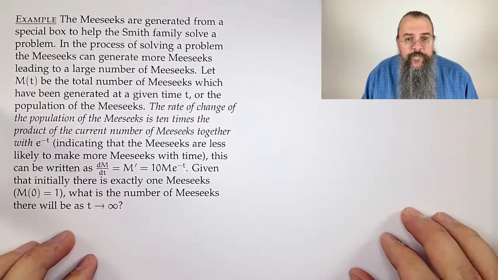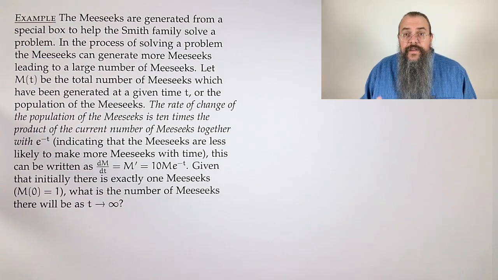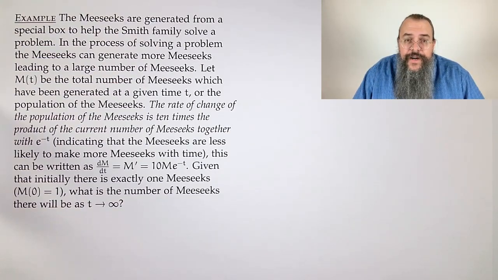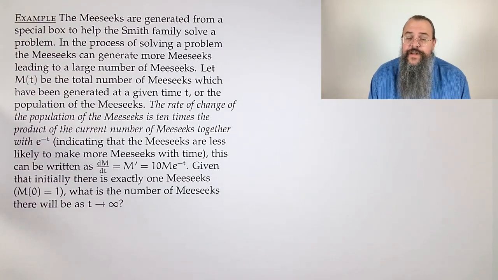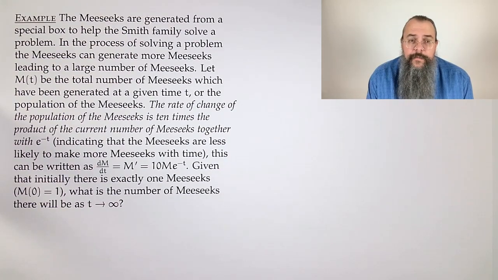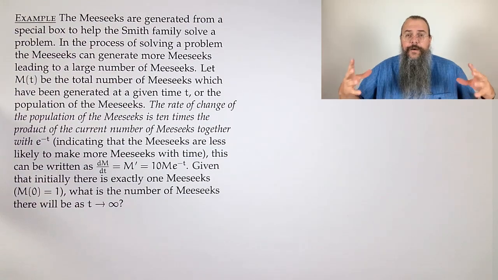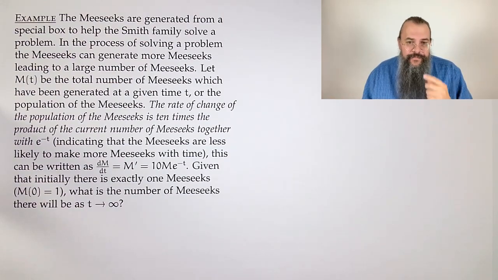Okay. So, the Meeseeks are generated from a special box to help the Smith family solve a problem. In the process of solving a problem, the Meeseeks can generate more Meeseeks, leading to a large number of Meeseeks. So let m of t be the total number of Meeseeks which have been generated at a given time t. Or, if you like, that's the population of the Meeseeks. So somehow we're looking at a population problem.